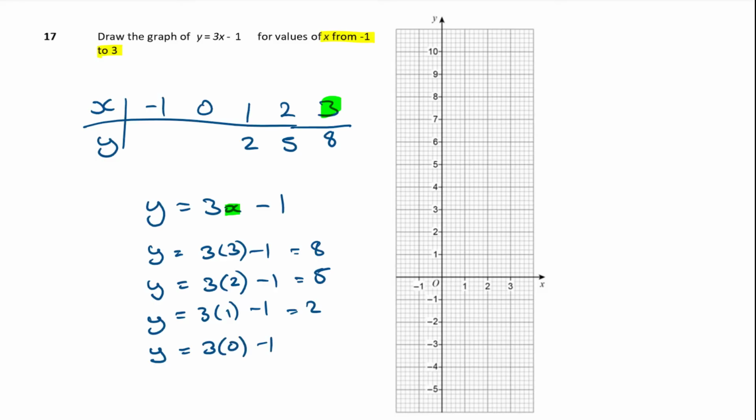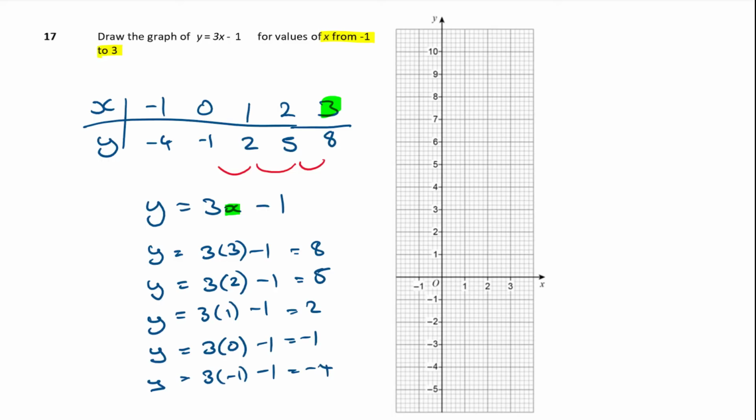So 3 lots of 0, take away 1, that's minus 1. You're probably seeing that these are going down in threes, aren't they? So minus 3, minus 3, minus 3. So you probably know what the next one is already. It's minus 4. Let's just double check. y is equal to 3 lots of minus 1, minus 1. 3 lots of minus 1 is minus 3, take away 1 is minus 4.